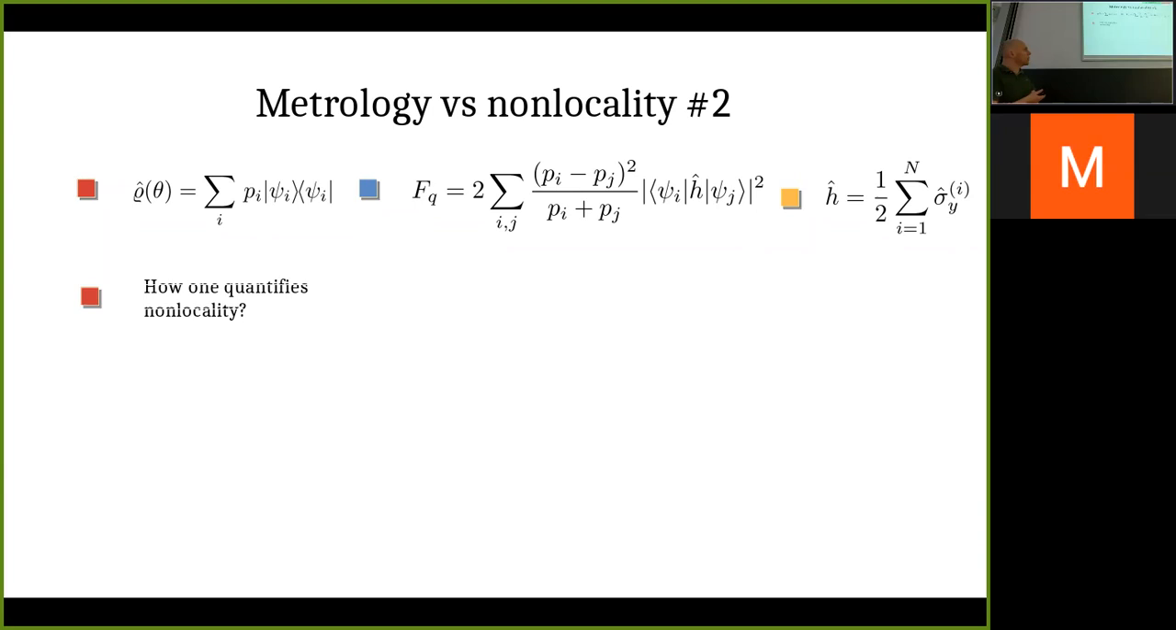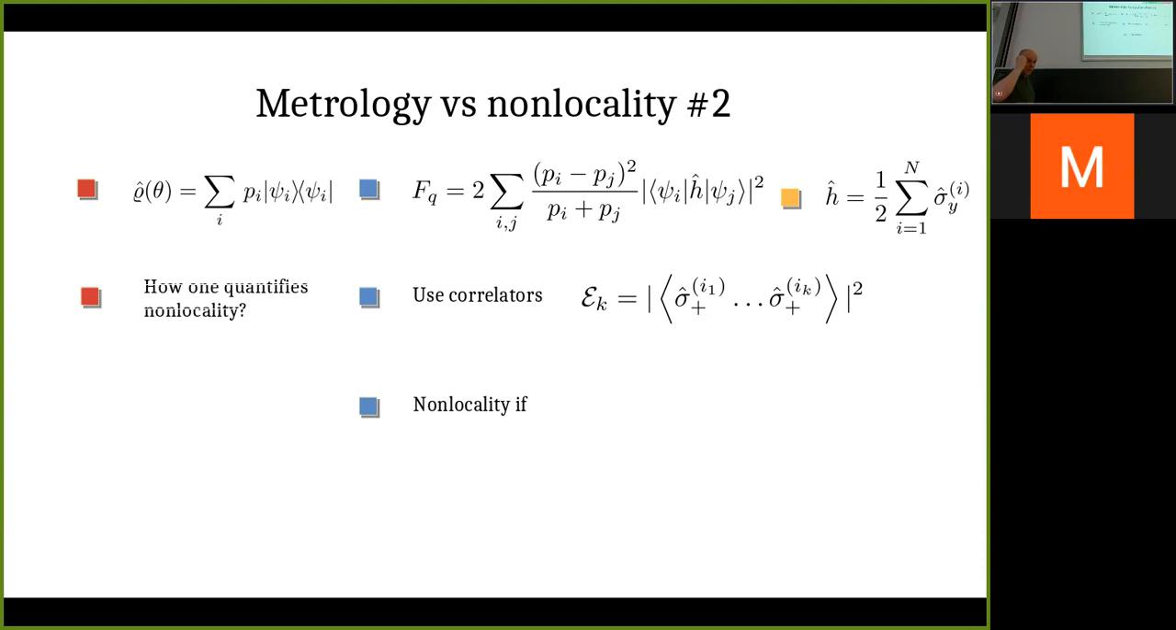Now the question is how to quantify the nonlocality, and I will use the correlators, all possible correlators between any choice of k out of n qubits. So I use correlators of order k, where k runs from 2 to n. This is a product of sigma plus, but I could also allow for sigma minus, and i1, ..., ik is any string of k particles picked from a set of n. If you recall from a couple of slides before, if this beats this value, remember there was 1, 2, 1, 2, 1, 2 for 3 qubits, so in general 1, 2 to the power of k, then there is nonlocality.